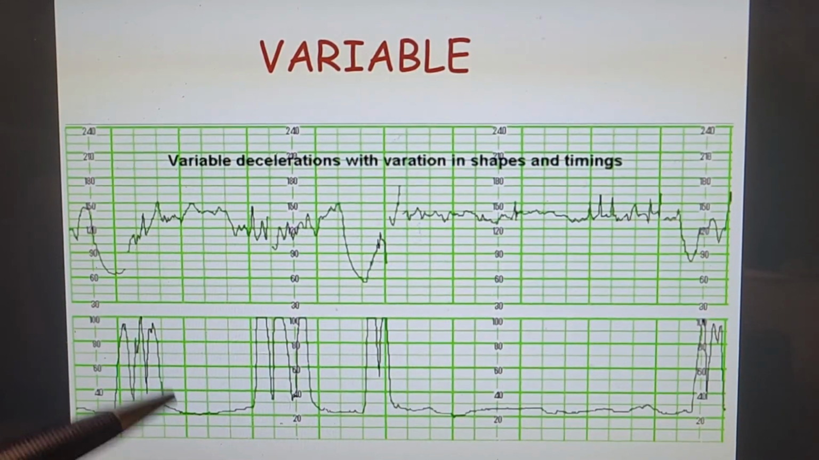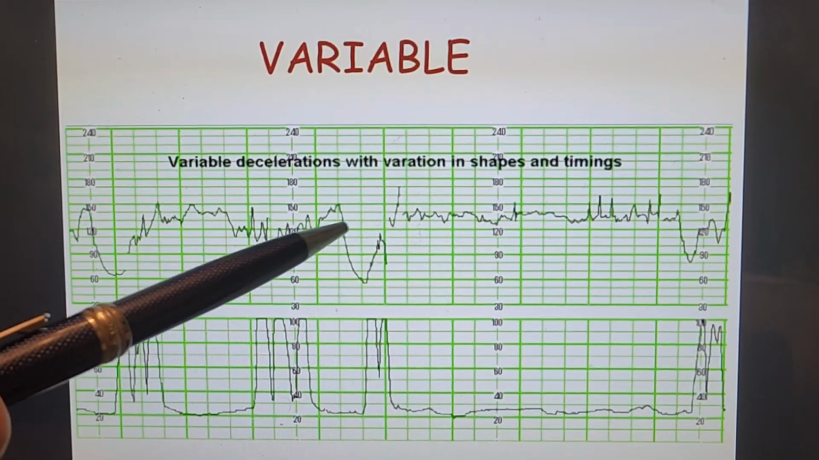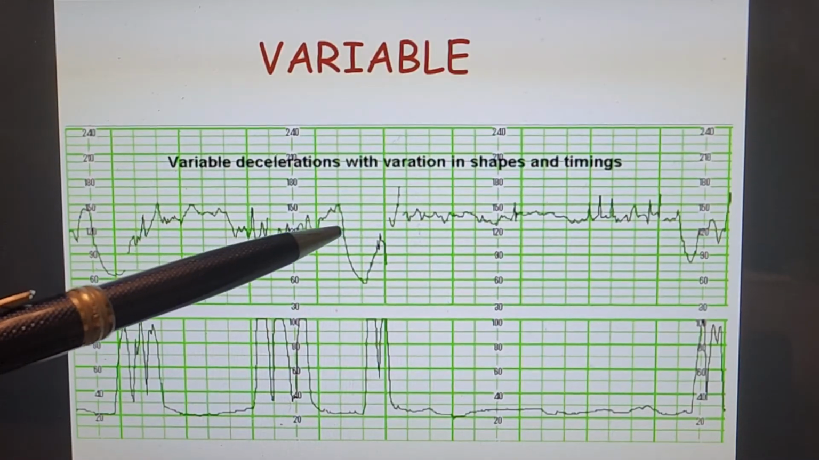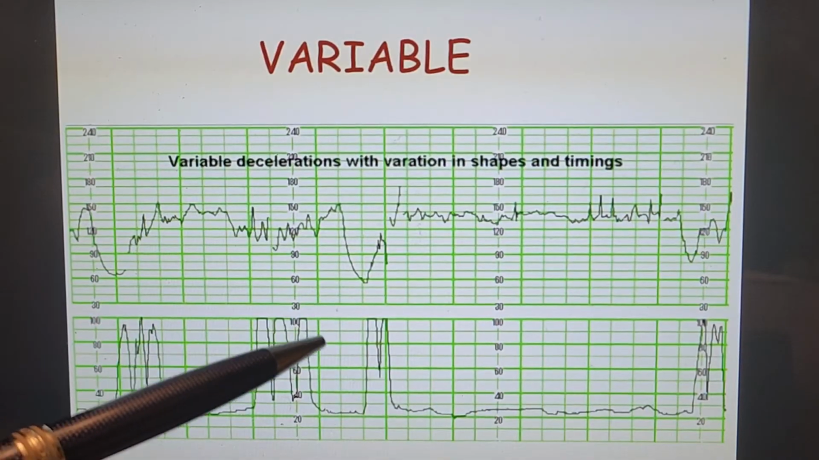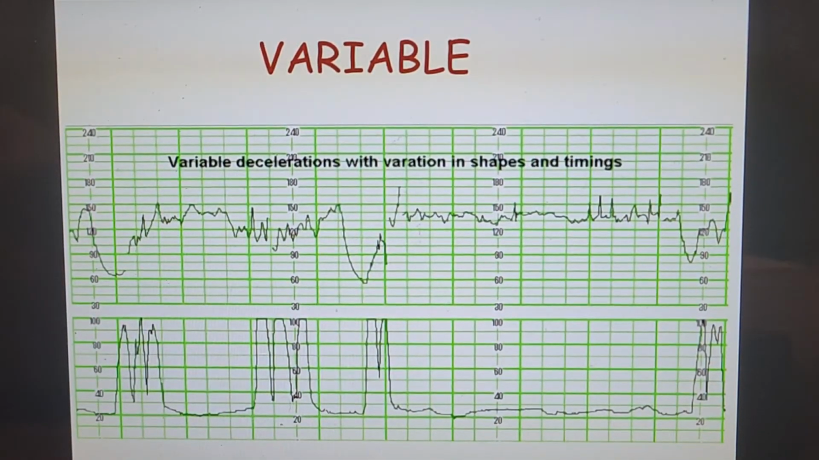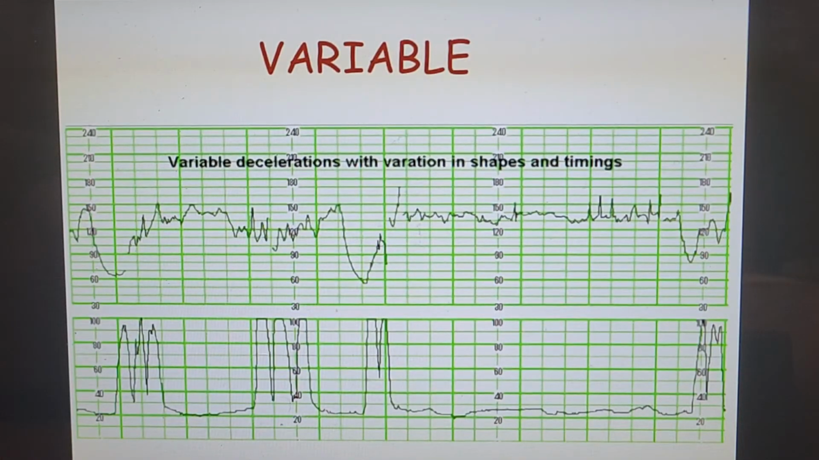And then remember that we have accelerations, which is 15 by 15, 15 as time in seconds, and 15 as a heartbeat elevation. And then we have two accelerations in 20 minutes to consider it a reactive CTG. And then we have decelerations. We have three types. We have variable decelerations, which is cord compression, and we have the early deceleration, which is head compression, and then we have the late decelerations, which is uteroplacental insufficiency.